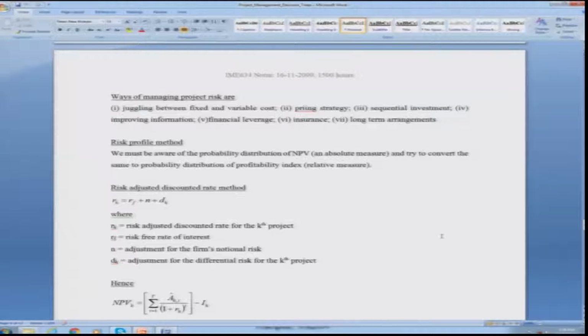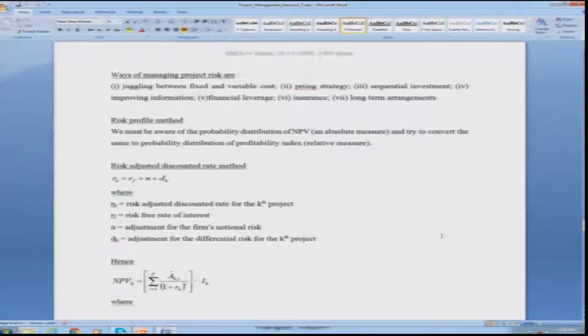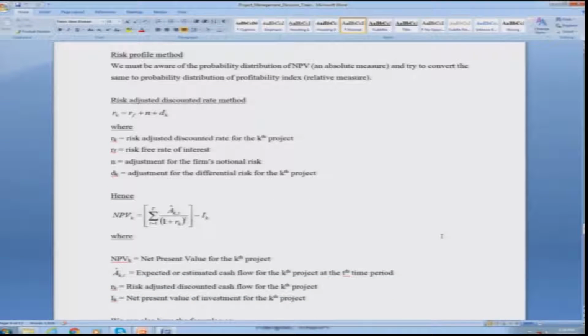So, your risk adjusted discount rate would consist of 4 terms, which are the risk adjusted discount rate of the kth project, which you need to find out and compare. Then you have the risk free interest rate, again going back to R suffix f, and the adjustment for the firm's notional risk values, and dk is the adjustment for the differential risk for the kth project, which may be different. So, hence if I am able to find that out, the net present value would be given by this formula. So, NPV for the kth project is given with suffix k.